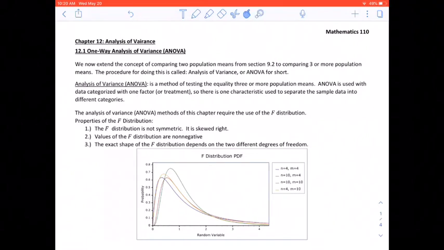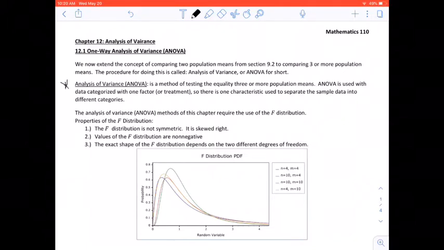We're in Chapter 12, Analysis of Variance, 12.1, One-Way Analysis of Variance, or ANOVA. We now extend the concept of comparing two population means from Section 9.2 to comparing three or more population means. The procedure for doing this is called Analysis of Variance, or ANOVA for short. ANOVA is a method of testing the equality of three or more population means.